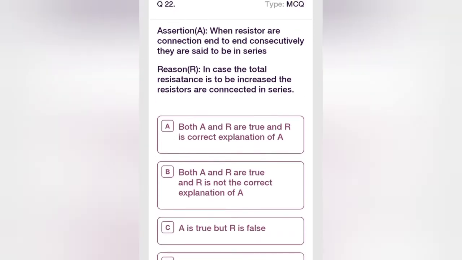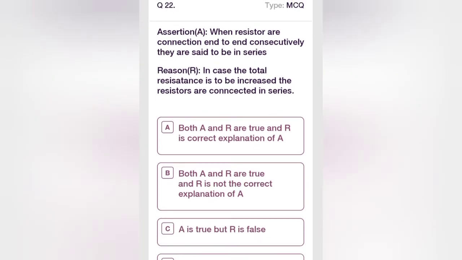Assertion and reason type question. When resistors are connected end to end consequently, they are said to be in series. Correct. In case the total resistance is to be increased, the resistors are to be connected in series. Yes, correct. Both are correct. But this is an end to end connection. End to end connection, consequently, they are said to be a series connection.